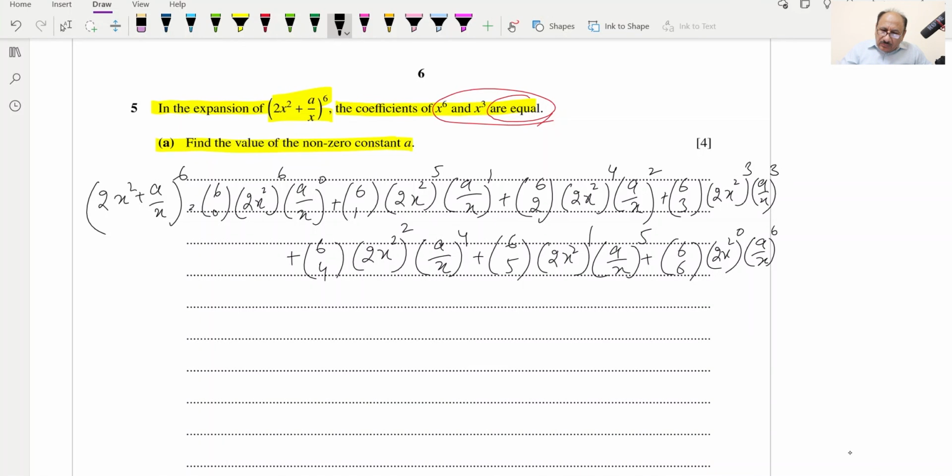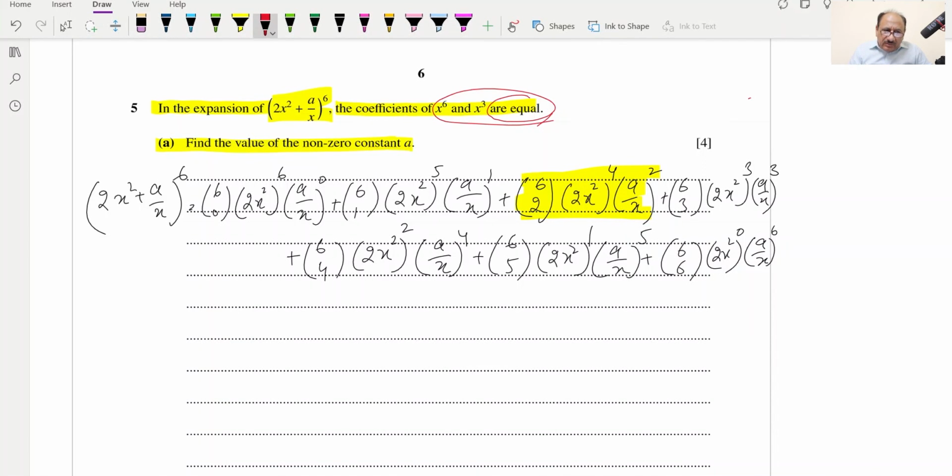Now these are the 7 terms, and if we check how we will get x raised to the power 6, this term will be giving us 2 multiplied by 4 will be 8, and the denominator will be x^2. So x^8 over x^2 will result in x^6. So we are interested in this term, which is resulting in x^6. I am erasing the extra explanation.